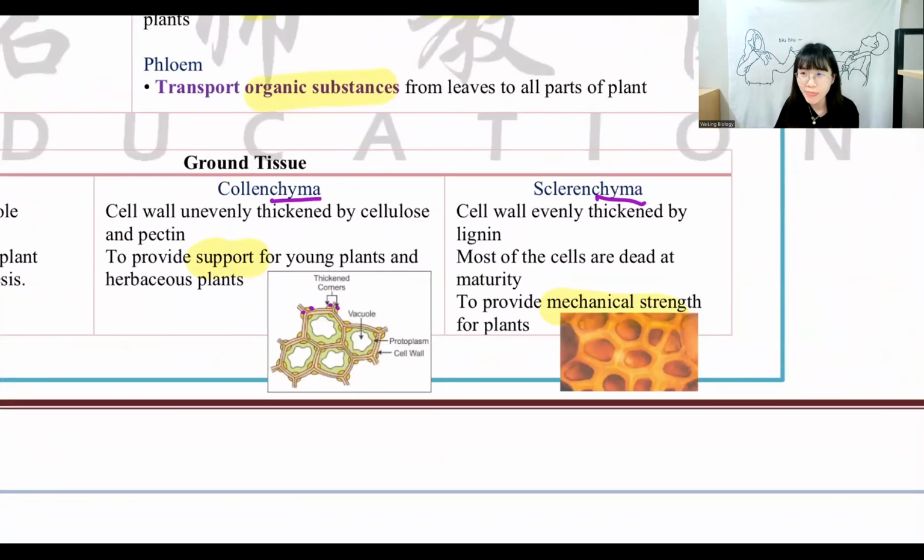Sclerenchyma tissue is thickened by lignin. Whenever you see the word lignin, it means they are dead cells. It looks like a beehive. Can you see, like a beehive? This is a sclerenchyma tissue.